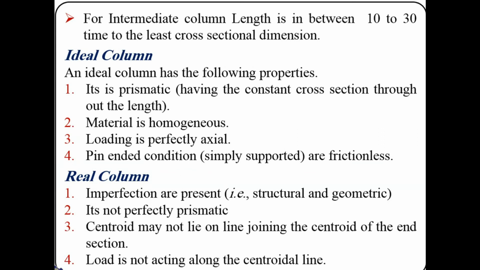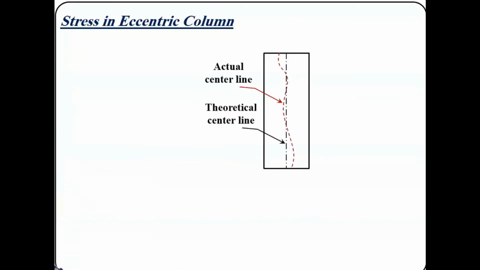Similarly, in steel structures, we have out of plane deformation or initial crookedness also. So the centroid may not lie on the line joining the centroids of the ends of the section. So the actual centroid will not be passing through the center of the member. We will discuss this in the next slide. The fourth condition is that load is not acting along the centroidal axis. It means that in actual cases, load may never be concentric, so it may be eccentric. So what are the reasons? We will discuss in the next slide.